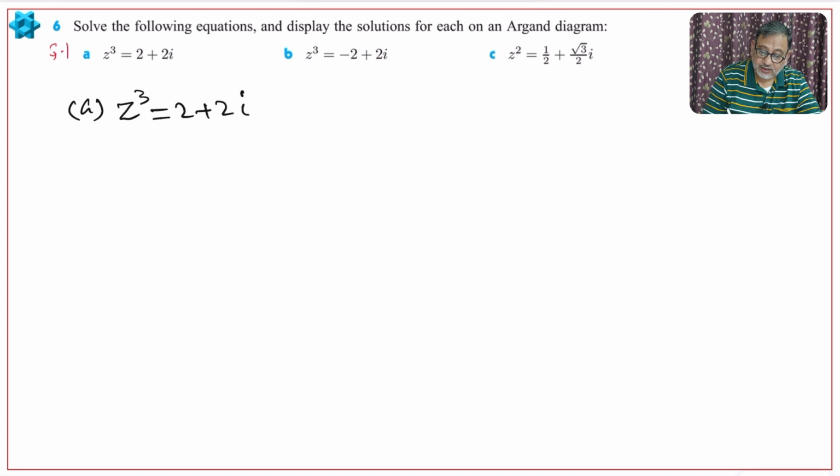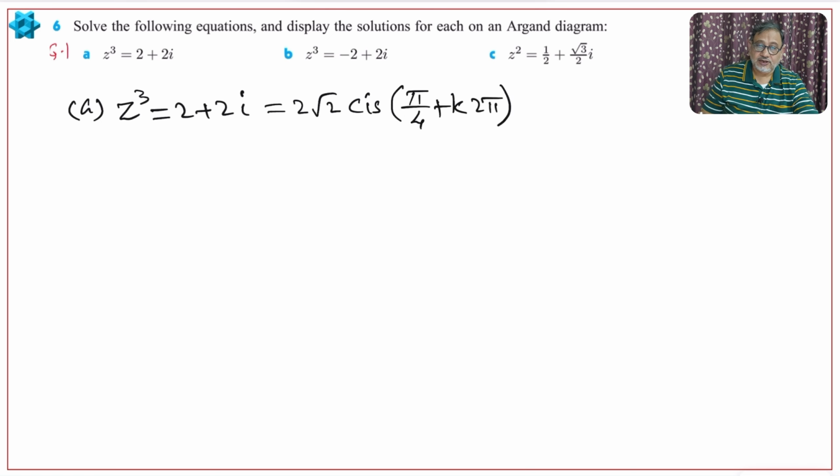Okay. So this will be square root of 2 square plus 2 square, 4 and 4 is 8, so 2 root 2, cis, the argument will be tan inverse 1 which will be pi by 4 in the first quadrant. So pi by 4 plus k into 2 pi, we always write it like that, where k belongs to Z.